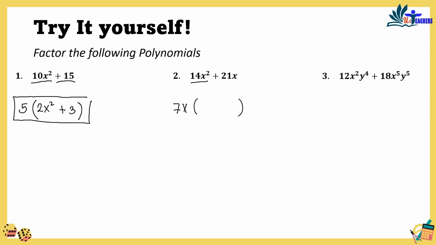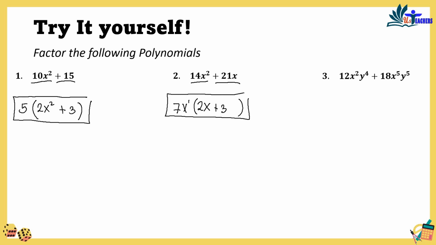14 divided by 7 is 2. X squared divided by x is x. Kasi 2 minus 1 is 1. So, next, second term. Positive 21 divided by 7 is positive 3. X divided by x, mawawala na. Okay, so this is now the final answer.